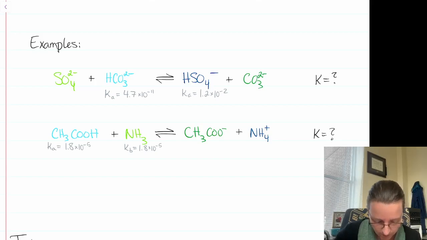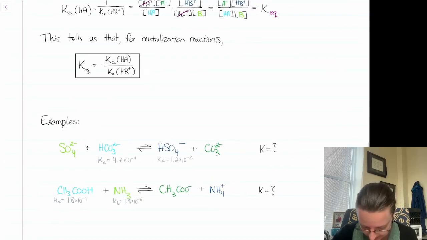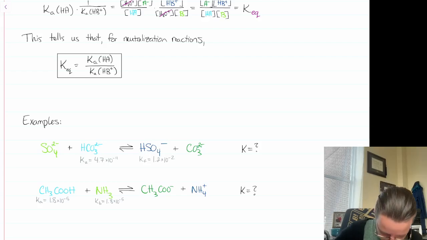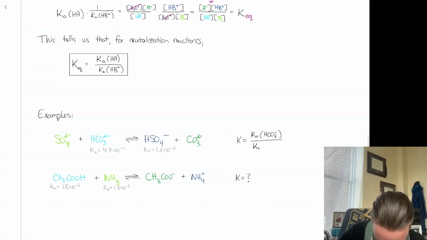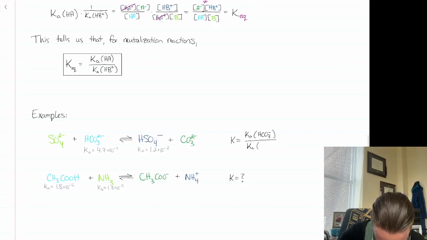And so what we want to do to predict our overall K value is K is going to be equal to, again, we're looking for the numerator should be the acid that's on the reactant side, which is going to be HCO₃⁻, and then our denominator should be the acid that's on the product side, which is bisulfate.